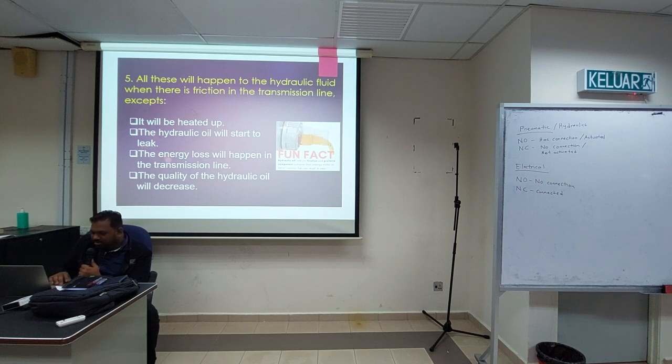Tapi kita tengok juga the energy loss will happen in the transmission line. Okay, because of friction. Sebab dia tenaga tu dia berubah ke tenaga haba kan. So if you see the equation, so it will change to heat energy, so there will be energy loss. Okay, energy loss. Okay, then the fourth one, the quality of the hydraulic oil will decrease. Betul. Sebab dia one thing is energy loss, kemudian dia friction.